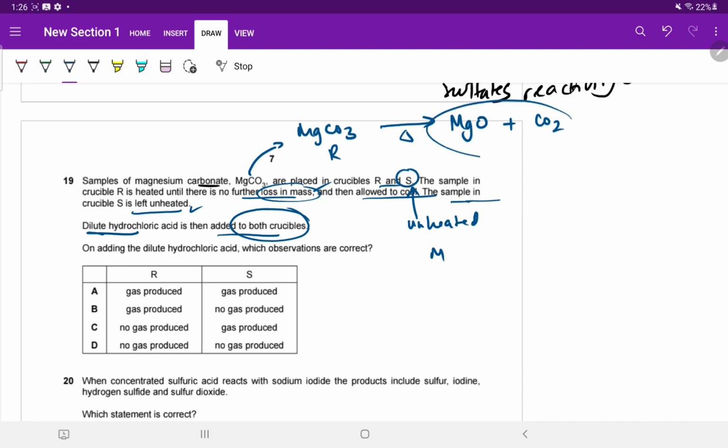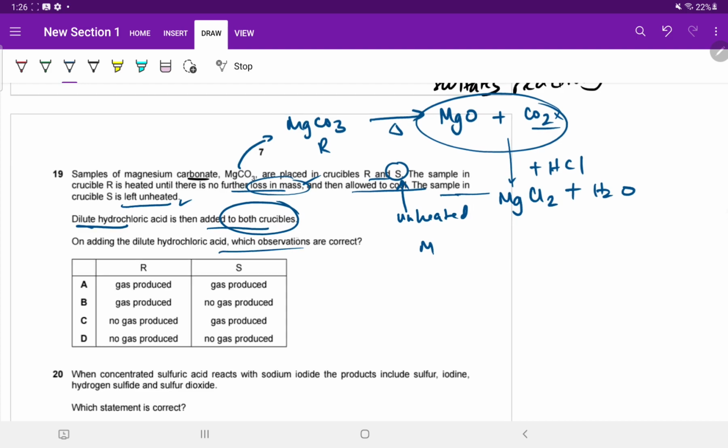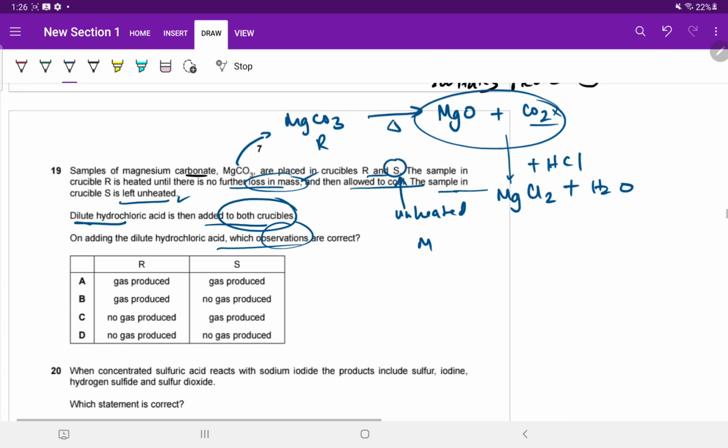So we add HCl to magnesium oxide and carbon dioxide, and carbon dioxide will not react with HCl, so we can ignore that. Magnesium oxide will react with HCl to form magnesium chloride and H2O. I'm not balancing the equation right now because we do not need the balancing for the observations. Then for S, which is unheated, it stays as magnesium carbonate.